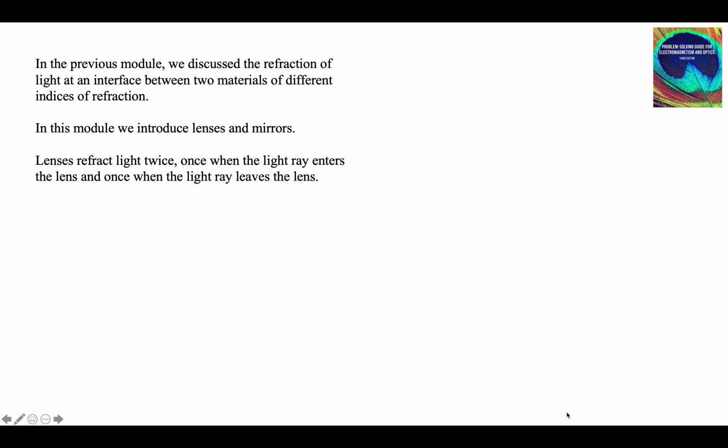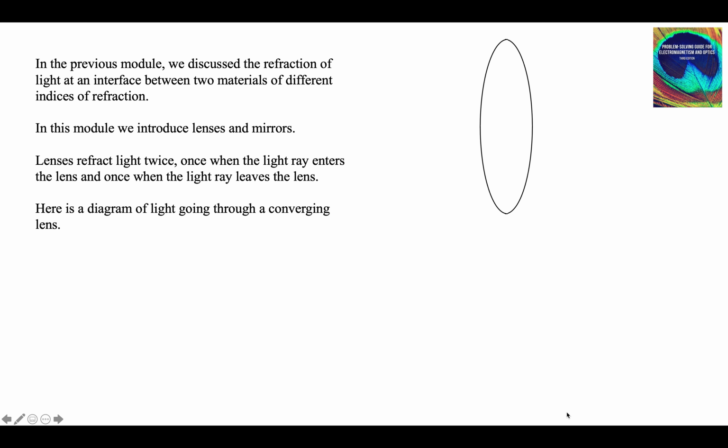Lenses refract light twice, once when it enters from the air into the glass, and once when it leaves the glass and goes back into the air. So here's a diagram with a converging lens. There's the lens. Light comes in. In order to see what it does, we draw a normal, and then we calculate the angle. It's going into glass from air. It's going to bend closer to the normal.